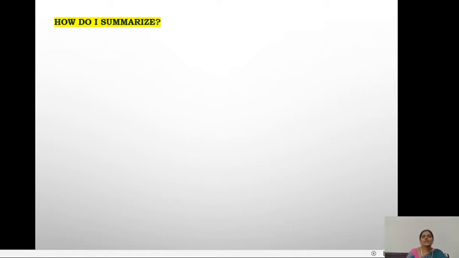Now, how do I summarize? How to summarize a text? First thing is, when you are summarizing, you are trying to summarize the content of another person who has written it. Like, you read some article and it is written by someone. So now when you are summarizing that article, that means you are trying to summarize the article which is written by some other author.